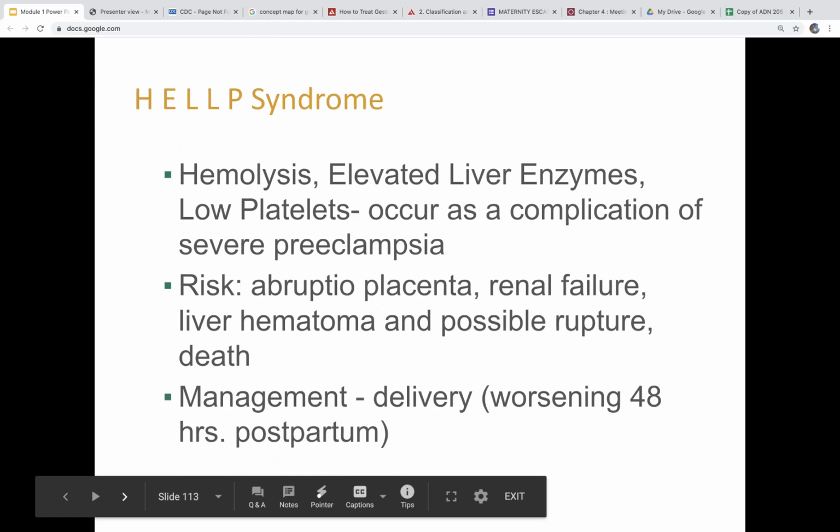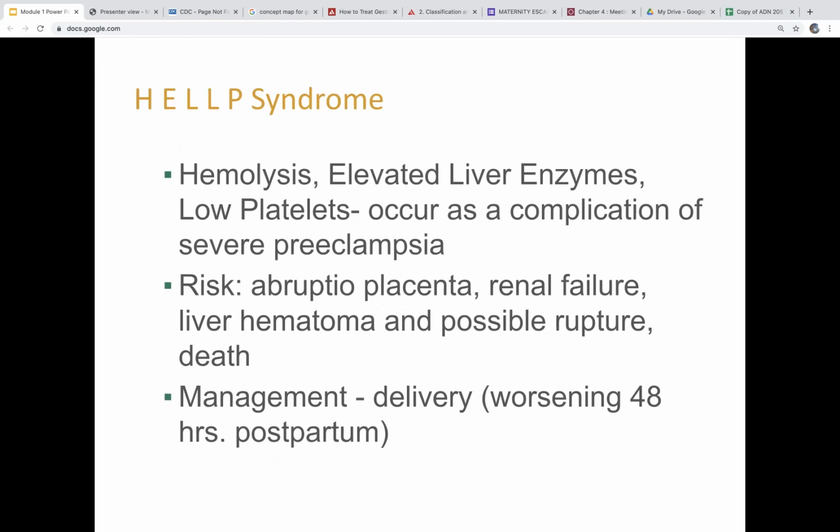I told you that a complication of preeclampsia is HELP syndrome. So the abbreviation for HELP syndrome, and you might see this again, is hemolysis for the H, elevated liver enzymes. So go back and know your liver enzymes, low platelets, go back and know your low platelets. It poses a risk of abruptio placentae, renal failure, and liver hematoma. And management is delivery.